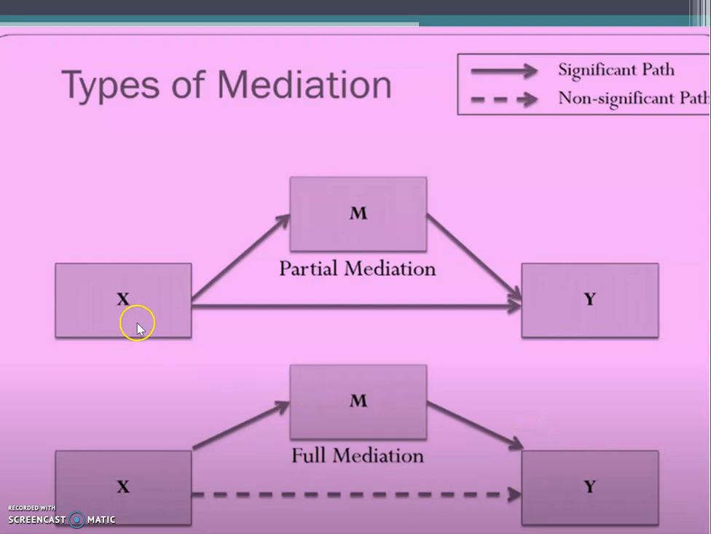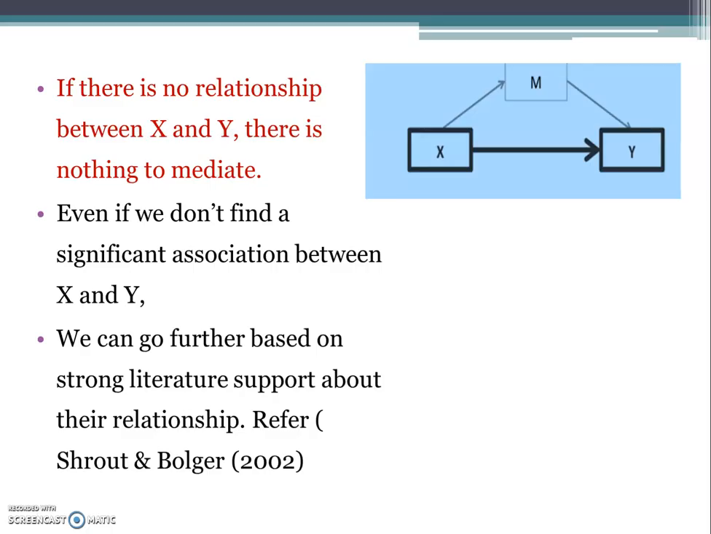Again, I repeat, in case of partial mediation, the relationship between X and Y will be present even when M is included between X and Y. So the relationship is significant. It means that the relationship between independent and dependent variable is significant in case of partial mediation. But in case of full mediation, the relationship between X and Y is insignificant. It means the relationship between independent variable and dependent variable is insignificant when the mediator is present. I hope you are very clear about partial mediation and full mediation.